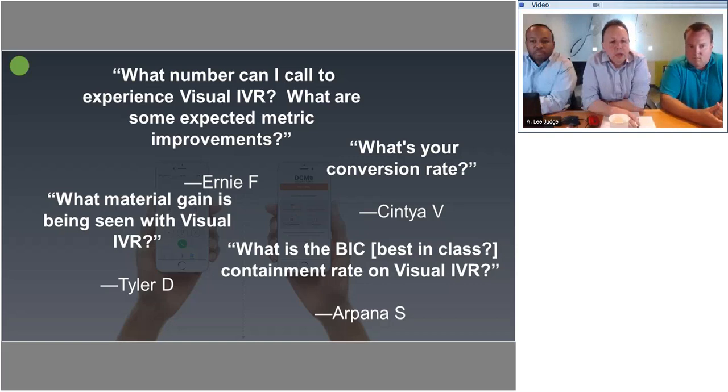In terms of the top question, there was what number can I call to experience Visual IVR? I guess at the end of this presentation, Lee, we can just share that there is a website with a demo center that you can go to and actually try it out for yourself on your phone. Because one of the key things here is that there's no app needed. You don't need to install anything, and I think we'll cover that probably later as well, but you can just dial in from your smartphone and experience that. So we'll share that one with you just at the end of this webinar.